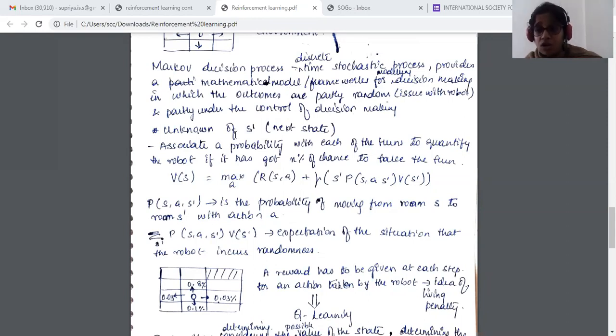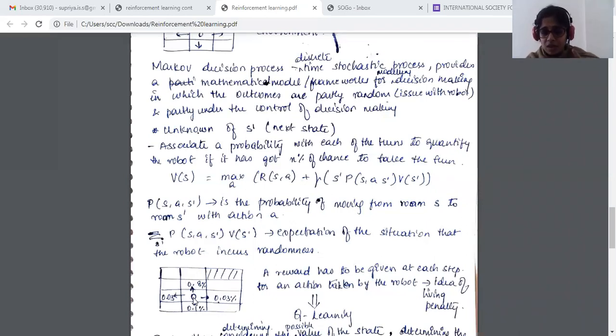Okay. So in order to do so, this Markov decision process will associate a probability or an expectation value. Associate a probability with each of the turns to quantify for the robot if it has got X percentage chance to take the turn. In the sense, I'm going to give certain probabilities, and if I only give that, the robot will have the ability to think, okay, there's a probability of this, so it can take this action next. Okay. So that probability, I've written it over here in this diagram. If it is really helpful for you, I just wanted to write it.